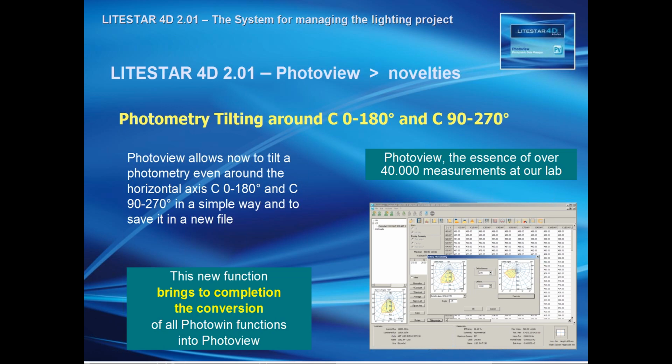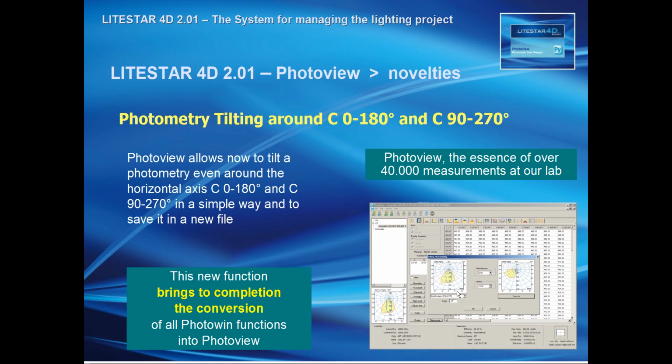We added a brand new feature, which is the tilting around the C0-180 degree plane or the C90-270 degrees plane. This can be done in a very simple way, and then it is possible to save the new photometry coming out from the rotation, from the tilting of the photometry, into a brand new photometry. You have here a brief idea about how the new feature is working.